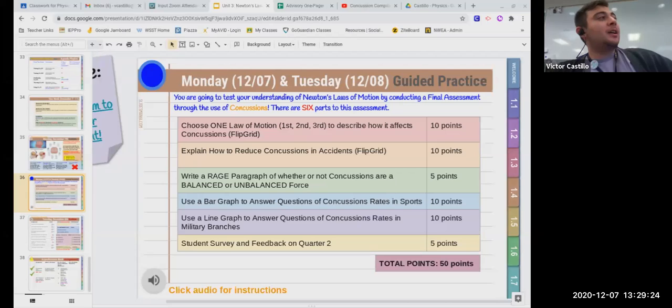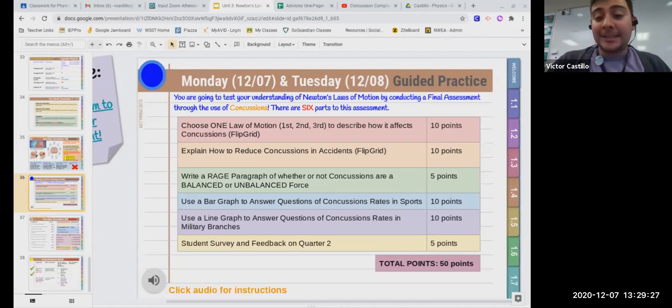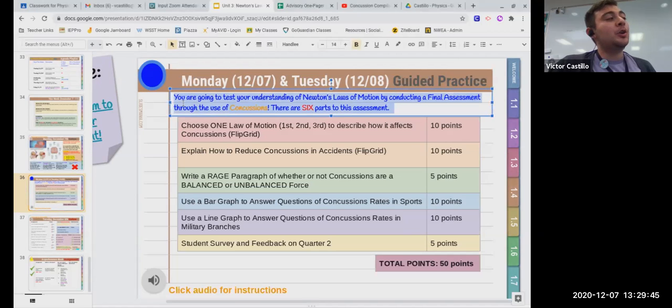So I'm about to show you your last assessment, which is basically your final. Today I'm going to explain it, but tomorrow we'll spend most of the class period you working on it, so you don't have to do as much during your asynchronous time. Now, this is what I'm testing you on. You're going to test your understanding of Newton's laws of motion by conducting a final assessment through the use of concussions. And there are different parts to this assessment.